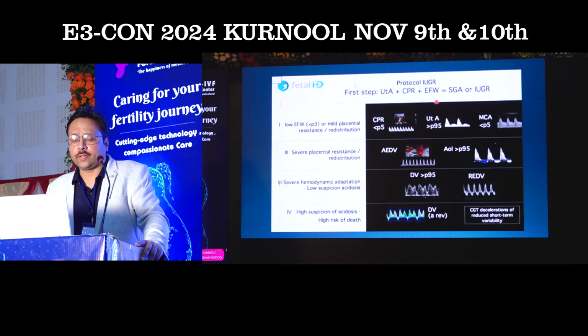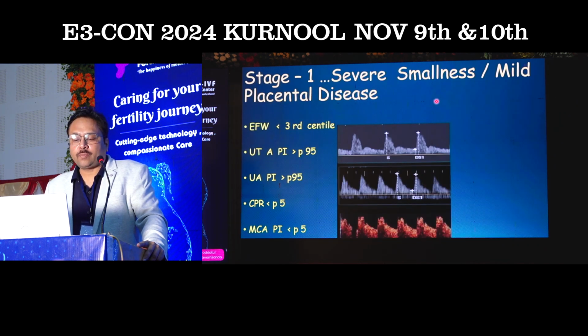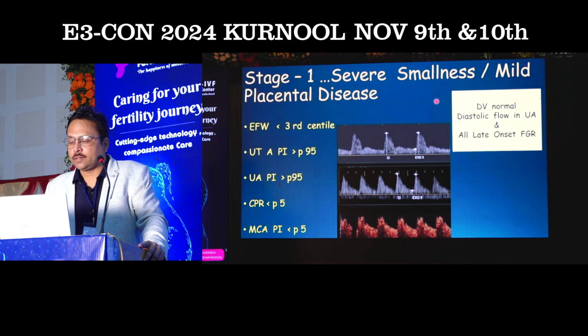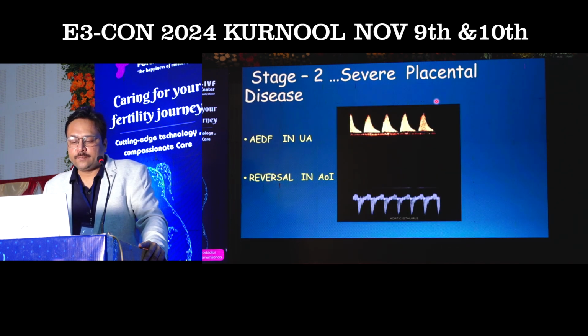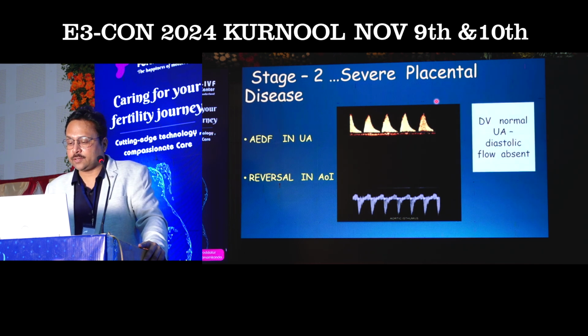It is divided into 4 stages, stage 1, 2, 3, 4, depending on the amount of placental injury. So stage 1 is severe smallness or mild placental disease, when the estimated fetal weight is less than 3rd centile along with Doppler abnormalities. It is important to remember that the ductus venosus is normal here in these cases, and all late onset FGR comes under this category. In stage 2, the placental disease is severe. There is absent end diastolic flow in the umbilical artery and reversal flow in the aortic isthmus. Again, the ductus venosus is normal here.